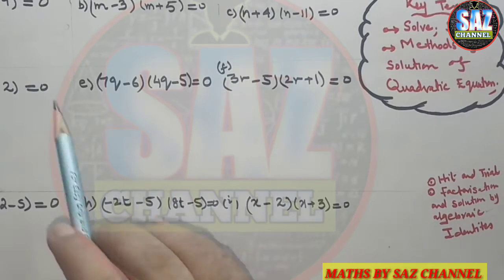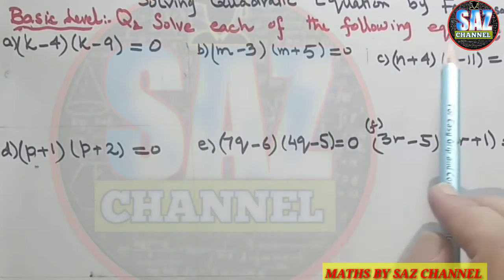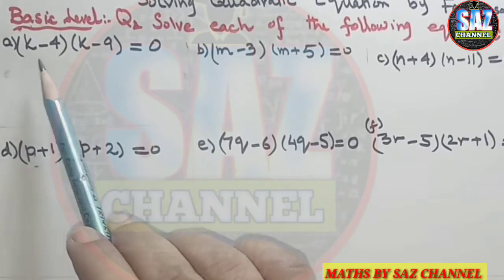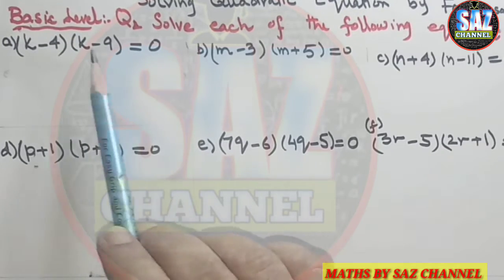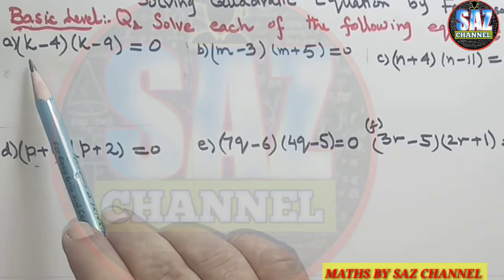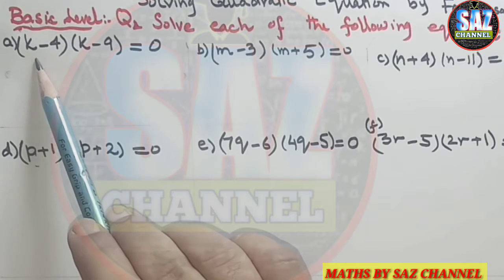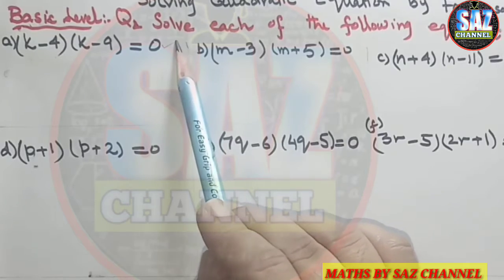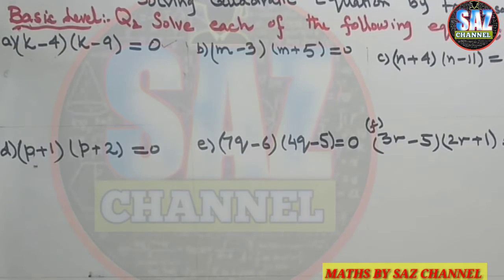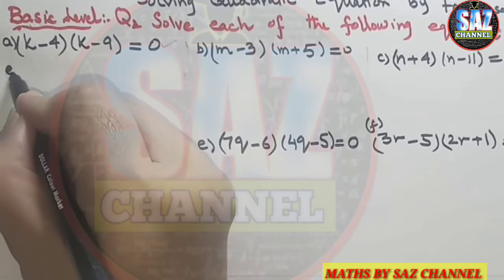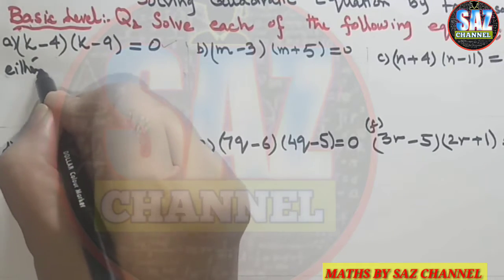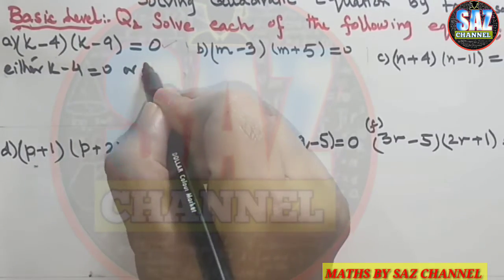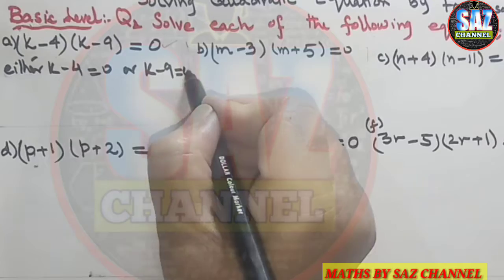Let's move to question number 2, basic level, that says solve each of the following equations. Solve means that we have to find the values of unknowns of this question. If you look at the question, we cannot apply hit and trial method here or factorization by algebraic identities because the question is already given in factorized form. In order to solve this question, we just have to apply either k minus 4 equals to 0 or k minus 9 equals to 0.